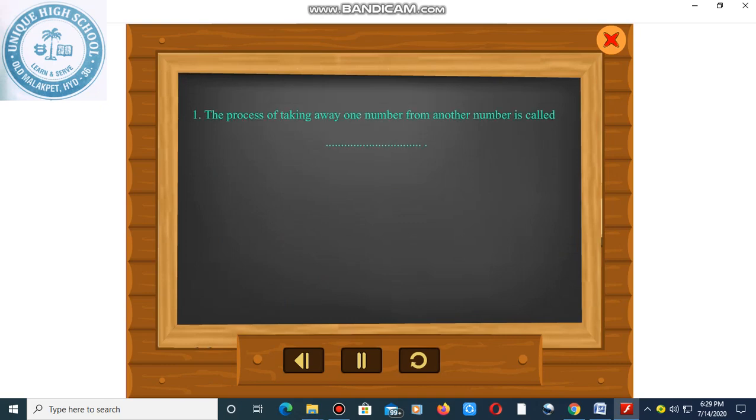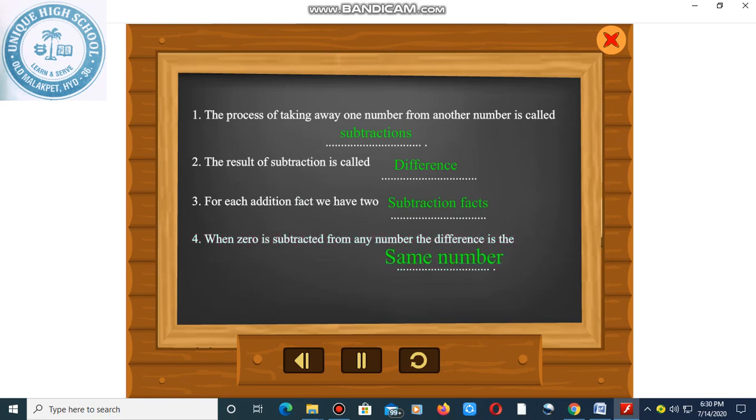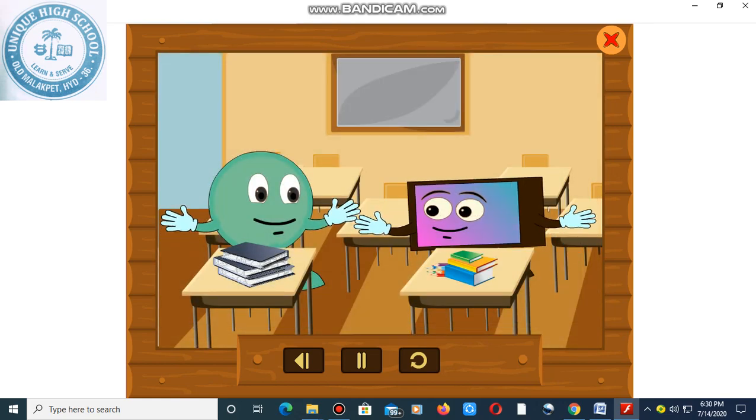The process of taking away one number from another number is called subtraction. The result of subtraction is called difference. For each addition fact, we have two subtraction facts. When zero is subtracted from any number, the difference is the same number. If a number is subtracted from itself, the difference is always zero. Was that right? Yes, that is right.